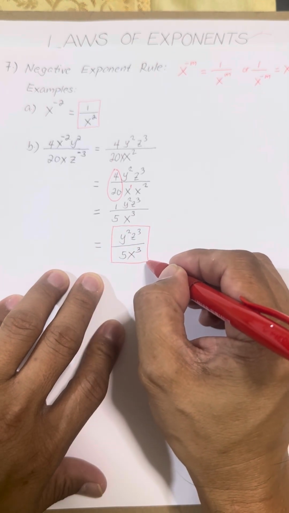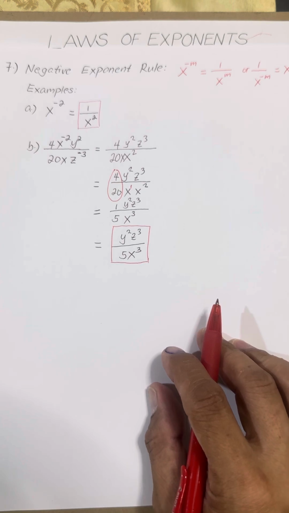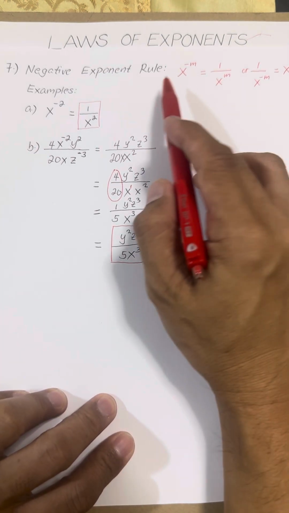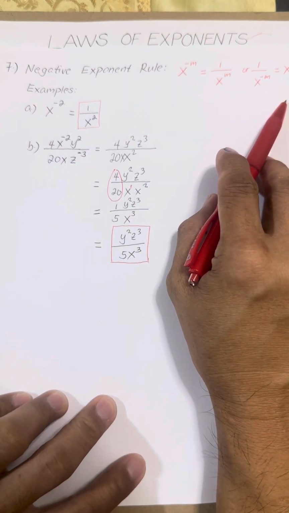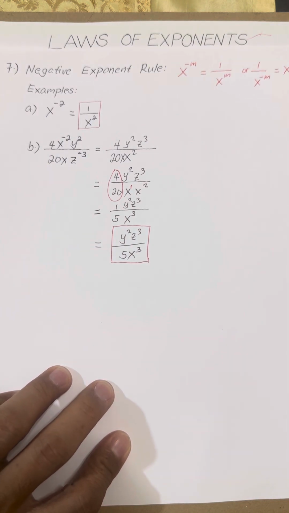As much as possible, express your answer with positive exponents. So if you have negative exponents, you transform them using this negative exponent rule. Alright? I think that's all for this part. This is one of the simplest rules in the laws of exponents.